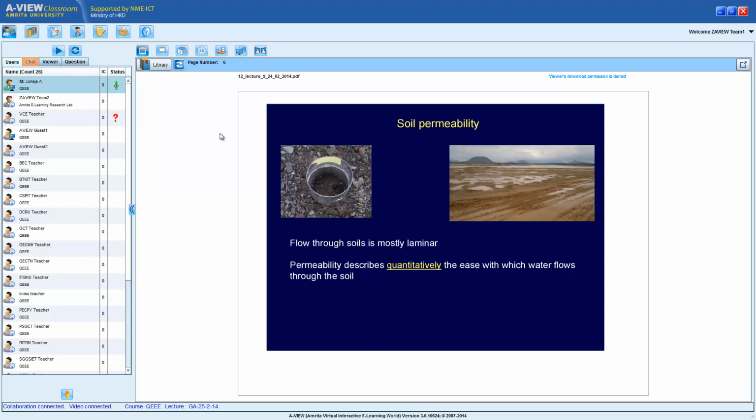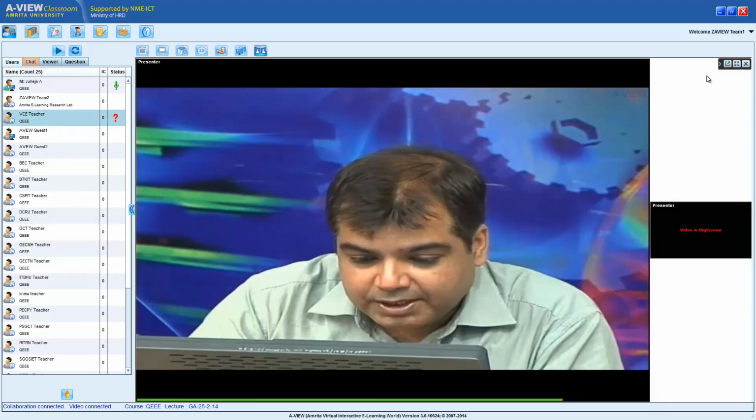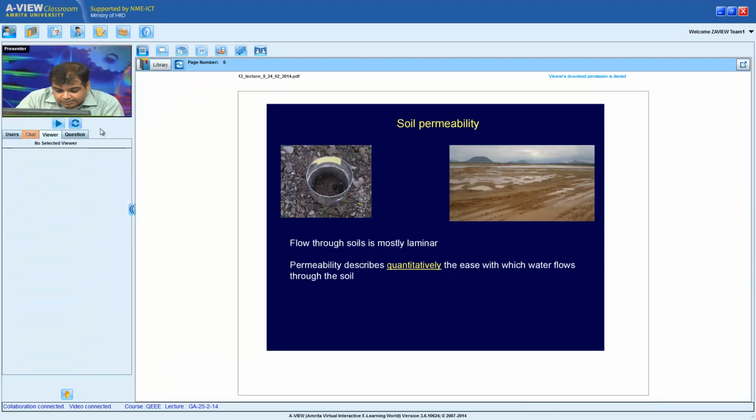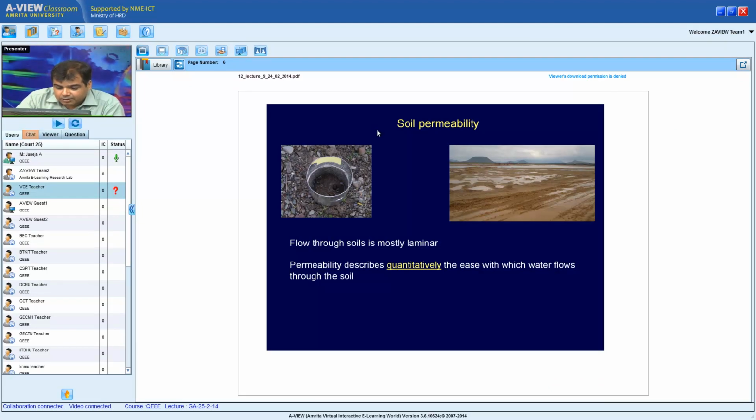Now for most flow, we say the soil flow is laminar. I hope you may recall laminar flow from your fluid mechanics, I think, is with Reynolds number less than 2000. So when the flow is laminar, this is where the soil permeability will be described. This permeability is the quantity or the easiness with which the water flows through the soil. And this quantity or the number is something which we will explore in this section.